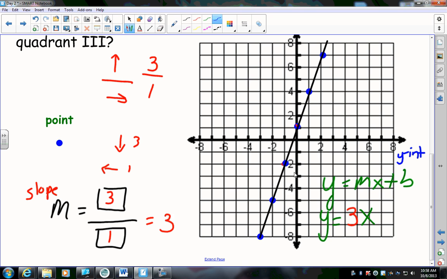The y-axis is this one that goes up and down. Let me highlight that. Here's my y-axis.